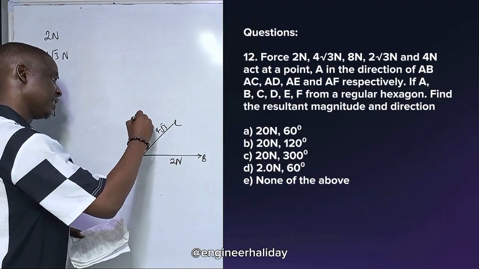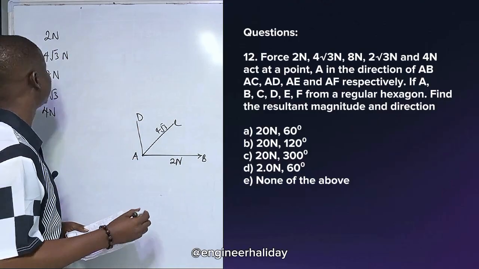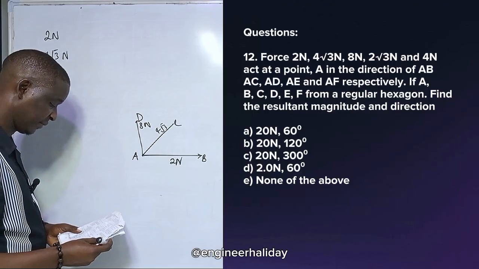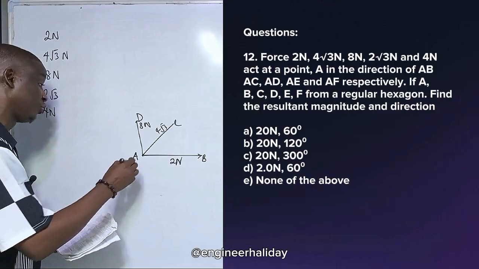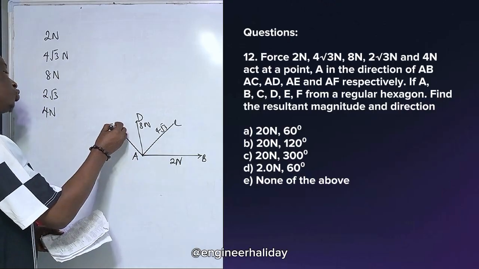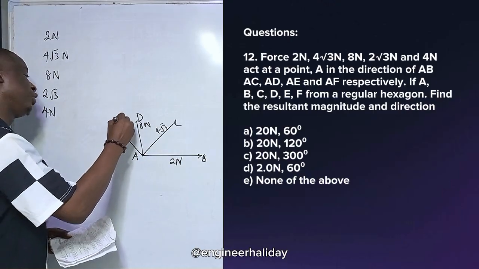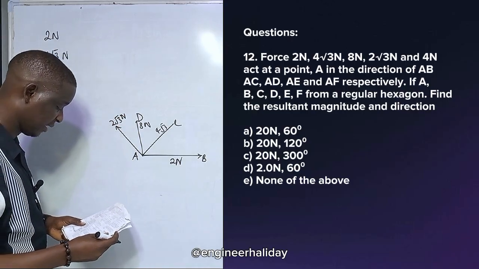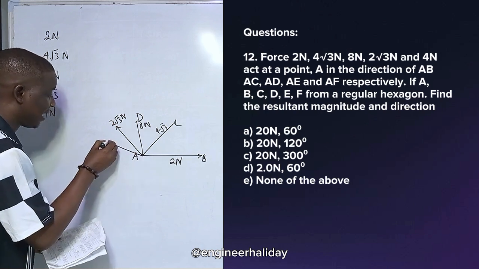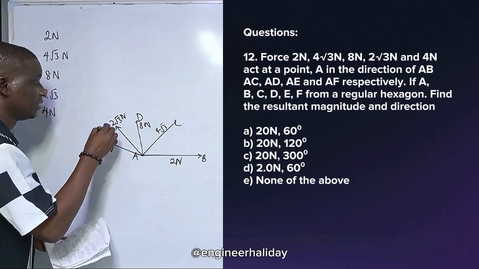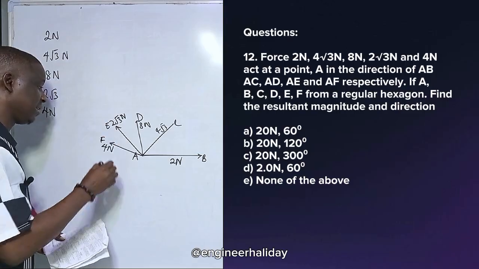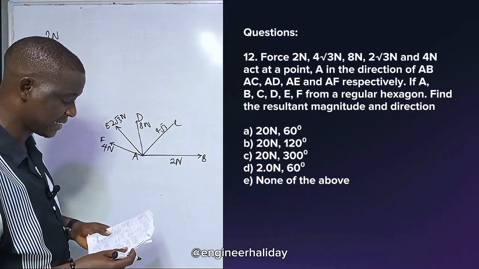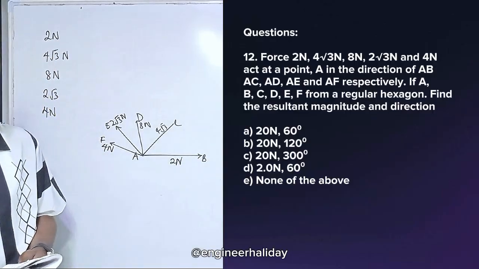AD is 8 Newton according to the question. Then we have 2 root 3 Newton. Then lastly, we have 4 Newton acting along AE and AF. That is it. So acting along AB, AC, AD, AE and AF respectively.